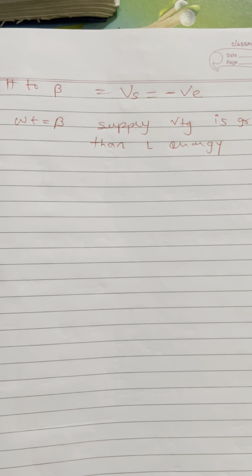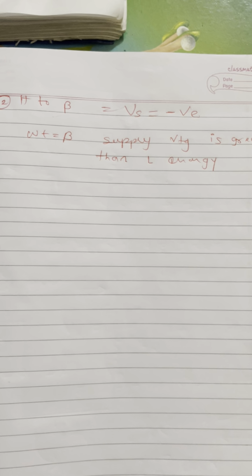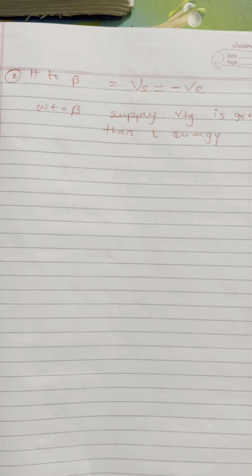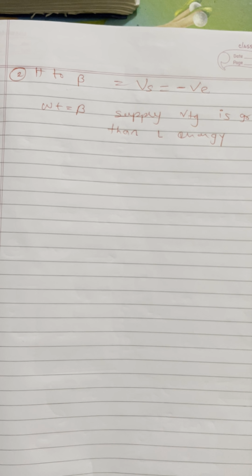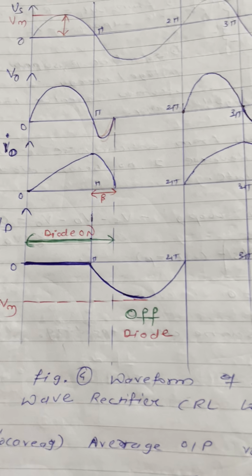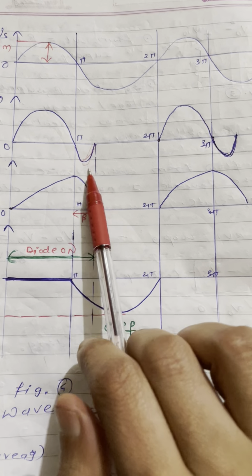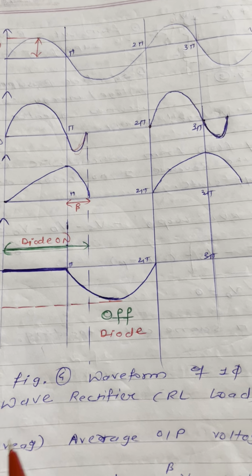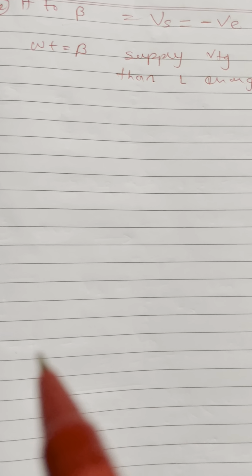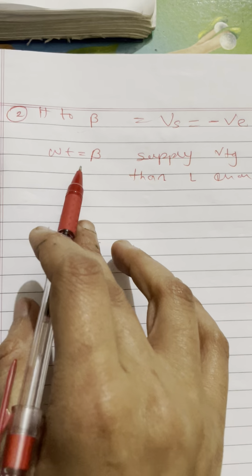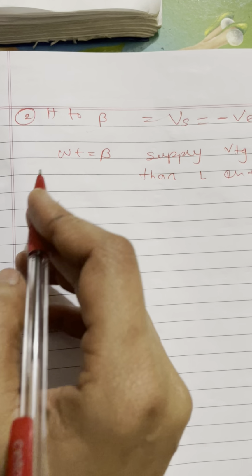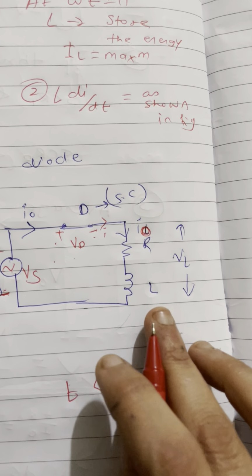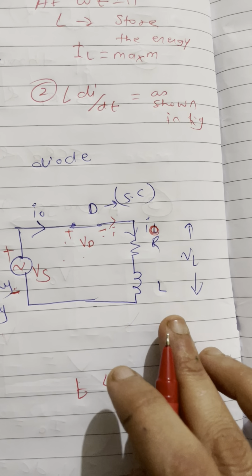So in this mode the current is in the anti-clockwise direction, and this diode will go from conduction mode to blocking mode, but this will be after omega t is equal to beta. After omega t is equal to beta, the inductor will release the energy, in opposition to the supply voltage.